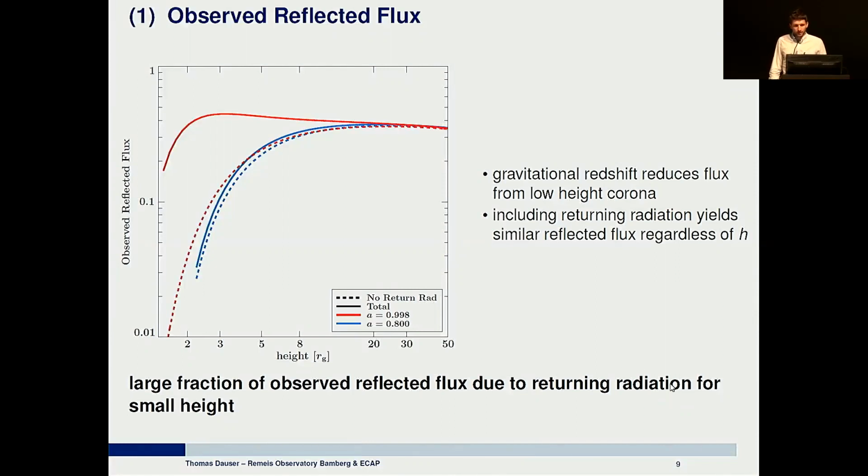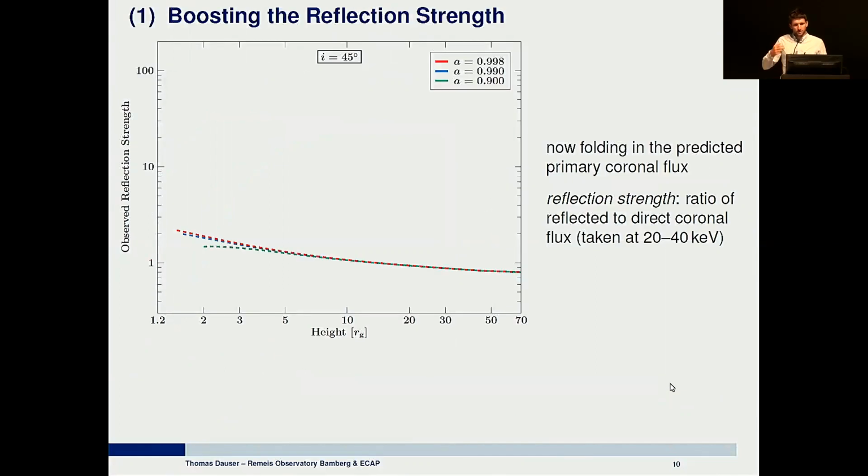And we can actually take this one step further and fold in the predicted primary corona flux, because this is what we often measure as the reflection strength, which is the ratio of the reflected to the direct coronal flux, in this case taking it 20 to 40 keV. And without returning radiation, it looks more like this for an inclination of 45 degrees, which is like if you have a low height source at 2 Rg. If you increase the inclination, this could be increased here. But what I want to show is what you're expecting now.